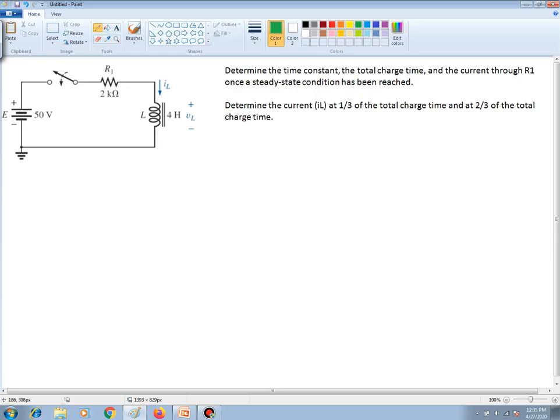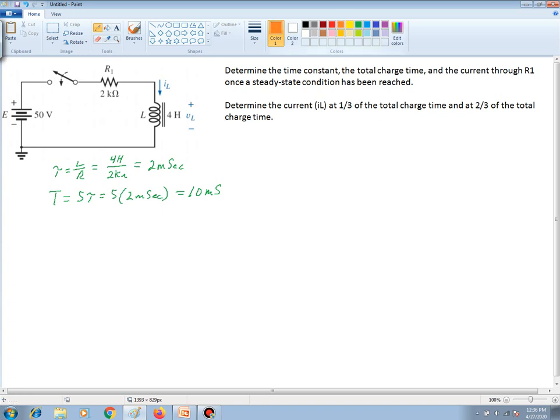Let's first determine the time constant. We know that tau is equal to L over R. Therefore, the inductance is 4 henries, and we're going to divide that by 2 kilo ohms. That gives us 2 milliseconds. The total charge time would be capital T, which is 5 tau, equal to 5 times 2 milliseconds. So therefore we get 10 milliseconds.